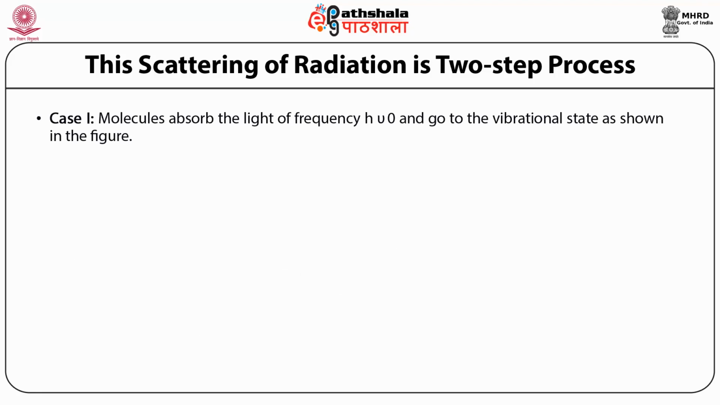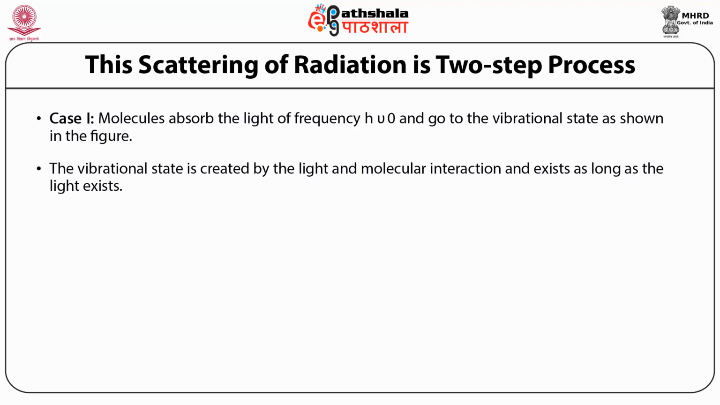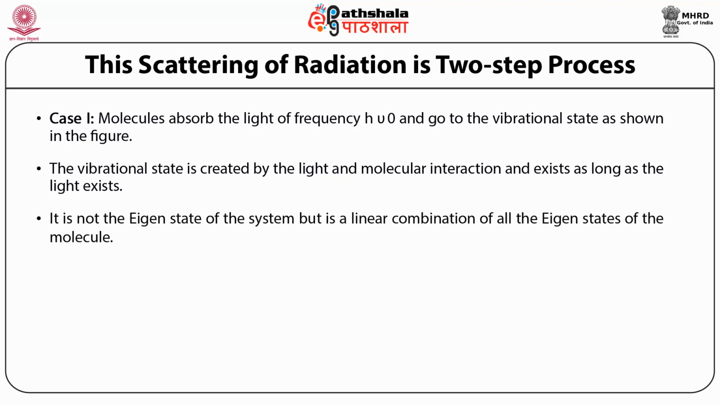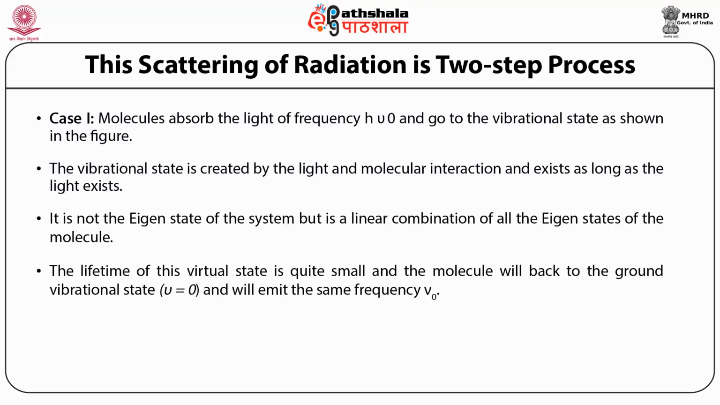Case 1. Molecules absorb the light of frequency hν0 and go to the virtual state, as can be seen in the figure. The virtual state is created by the light and molecular interaction and exists as long as the light exists. It is not an eigenstate of the system, but is a linear combination of all the eigenstates of the molecule. The lifetime of this virtual state is quite small, and the molecule will be back to the ground vibrational state ν = 0 and will emit the same frequency ν0. This is the same as Rayleigh scattering.